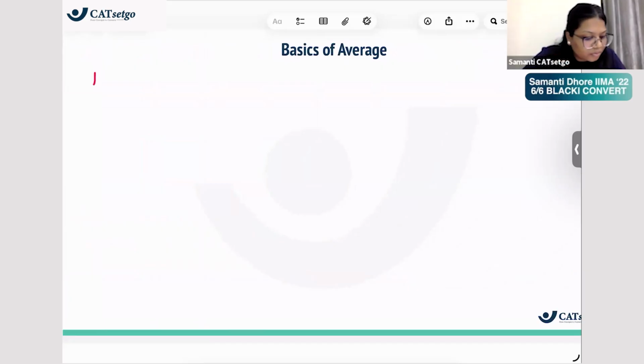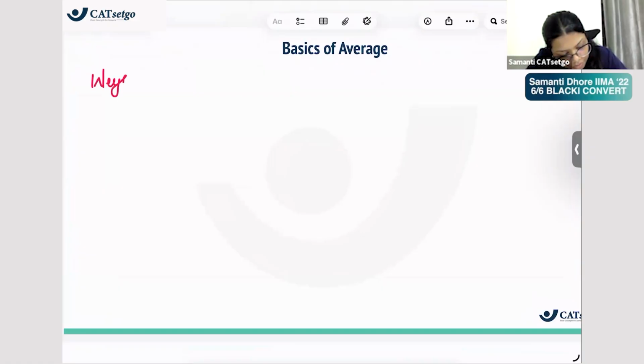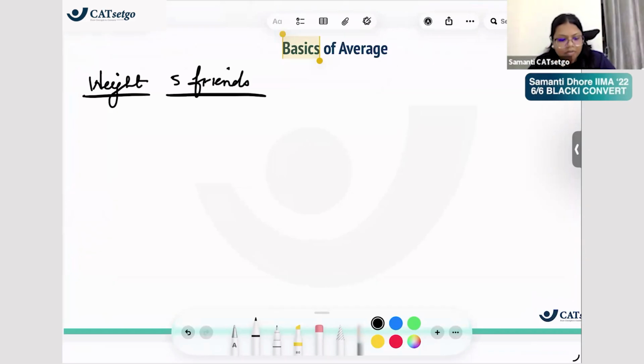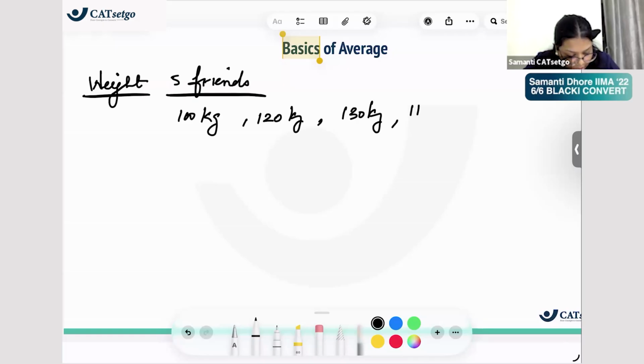See, whenever a data set is given to you, the weight of 5 friends. How much? One is 100 kg, fat friends. One is 120 kg, one is 130 kg, one is 115 kg, one is 125. Obese people, right? And I ask you, what is the average weight of these people?